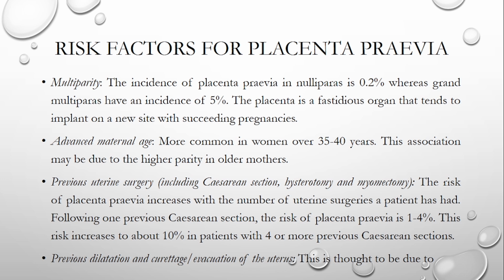The placenta is a fastidious organ that tends to implant on a new site with succeeding pregnancy. Grand multiparity is a major risk factor. Advanced maternal age correlates too with multiparity, and it's more common in women over 35 to 40 years.